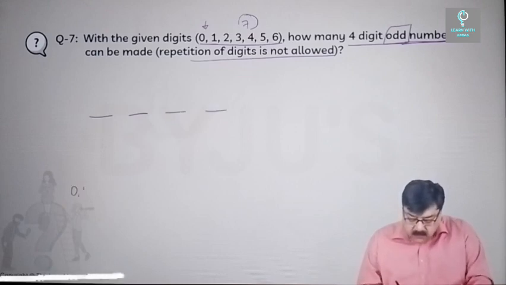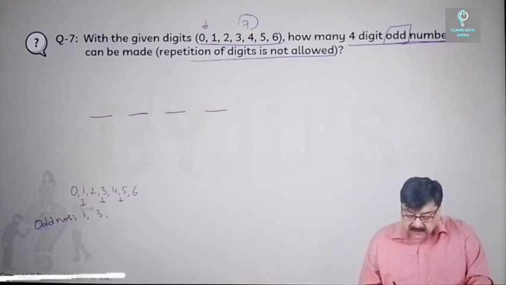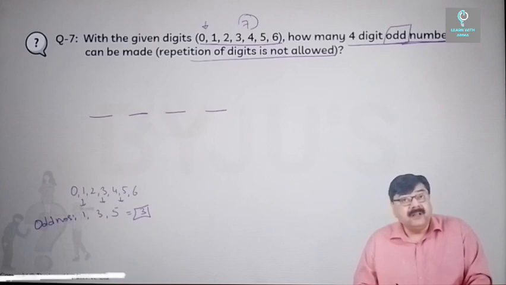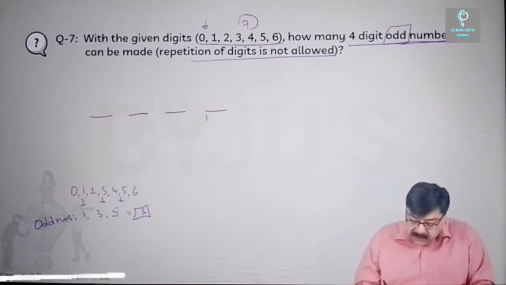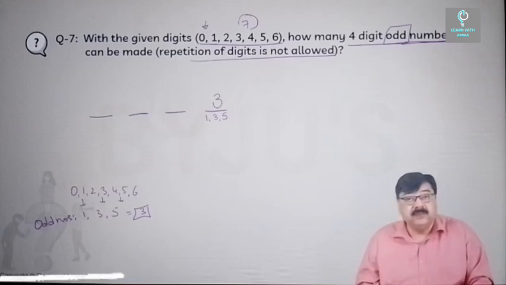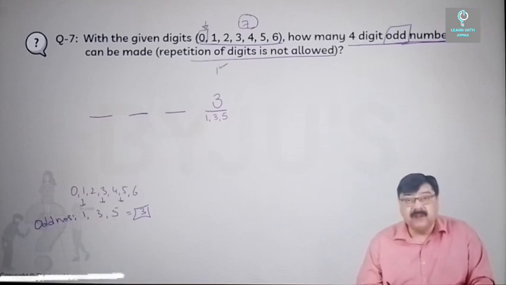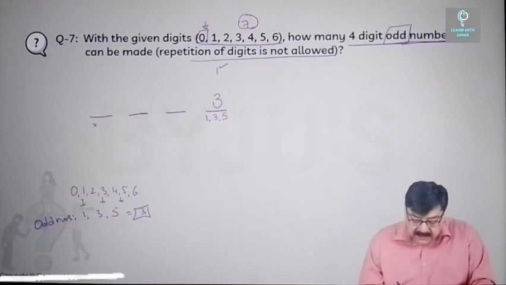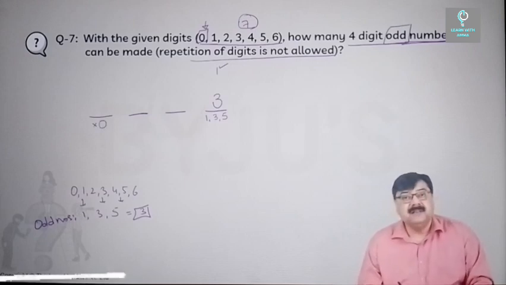Now out of 0, 1, 2, 3, 4, 5 and 6, if we talk about odd numbers, we get 1, we get 3 and we get 5. So total 3 odd numbers are there. So to fill up the units place, we have only 3 options, 1, 3 and 5. So to fill up the last place, only 3 options are available to us. So out of these 7 digits, 1 will be utilized here. Also you know that 0 is one of the digits which are given to us, and 0 cannot occupy the thousands place or the first place.